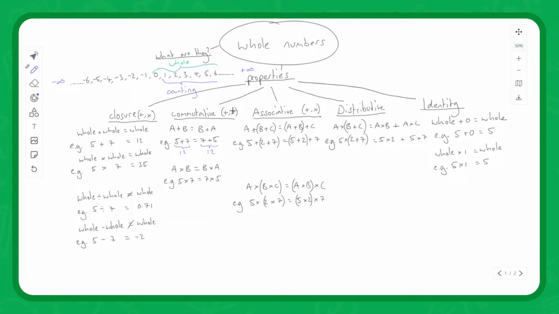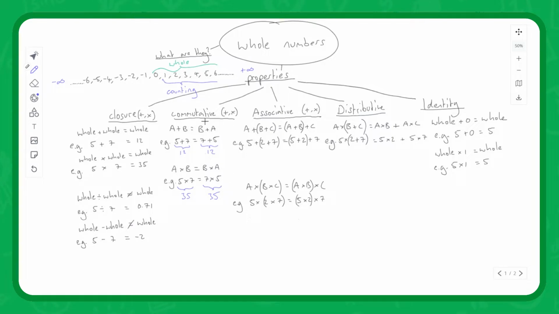It's also applicable to timesing. Any whole number times a whole number is the exact same as the second whole number times the first whole number. For example, 5 times 7, well, hopefully we know from our 5 times tables that we get 35. And we could say this is the exact same as 7 times 5, which again gives us 35.